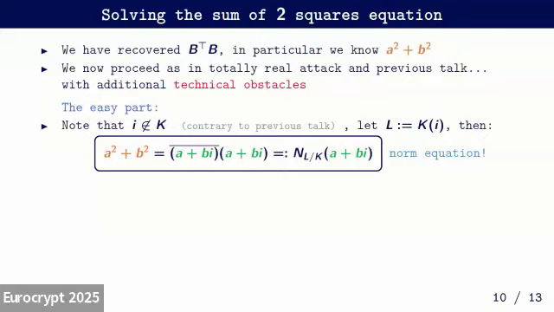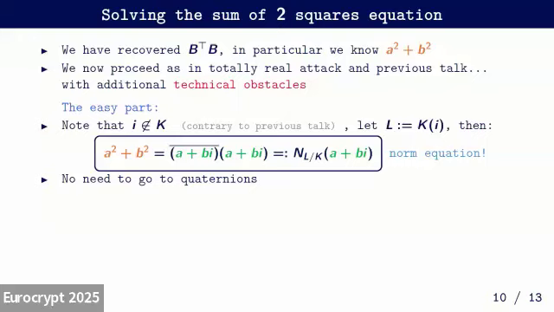This is not possible. And as a result, we can just add it to our number field. We get an extension called L, and if we look at the element A plus BI, then the relative norm of L over K of this element is going to be A squared plus B squared. So this is where we have our norm equation that was also in the previous talk and in the totally real attack.